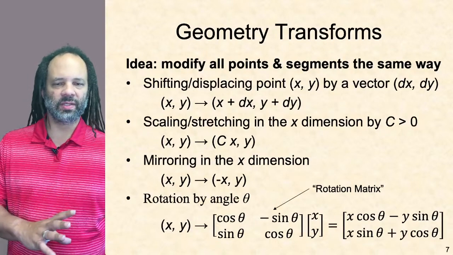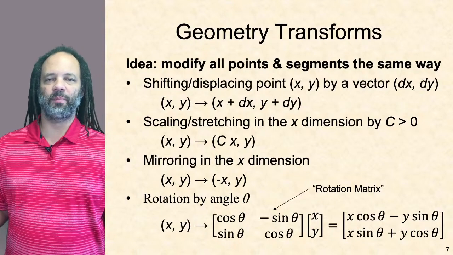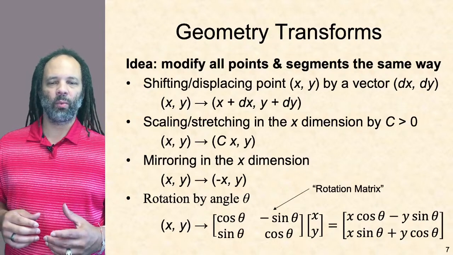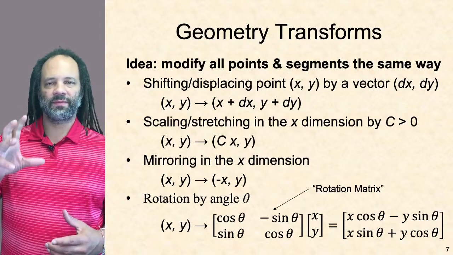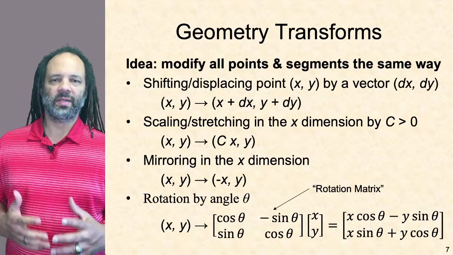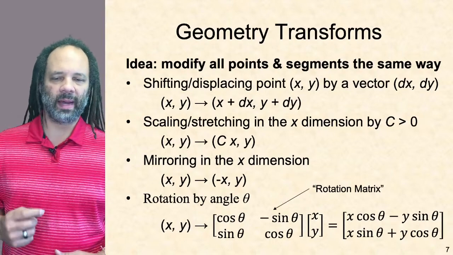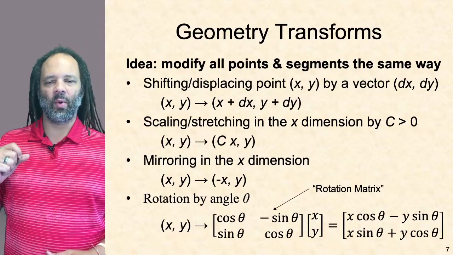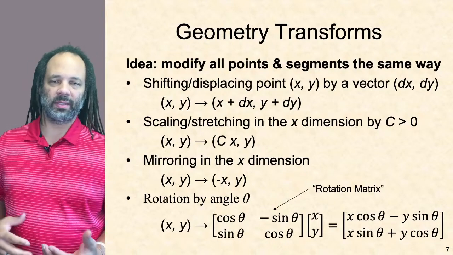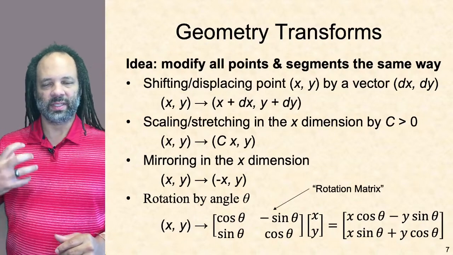This set of information is about geometry transforms. Here we're going to take some collection of points or line segments and modify them all in the same way. One way to do this is by shifting or displacing a point. I can use some input vector, which gives me some x and y component to move any one of these points by. So you see here that x comma y gets modified into x plus dx, y plus dy. This is something I can use to move or displace points.